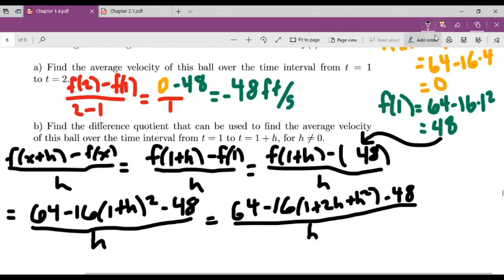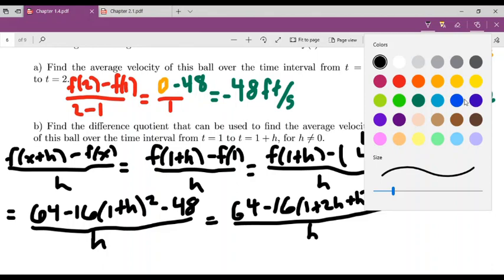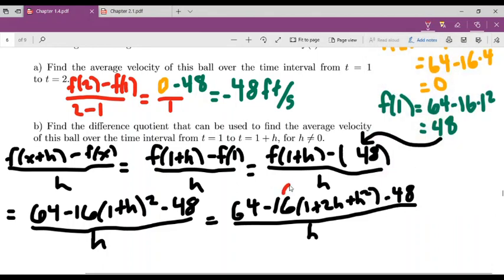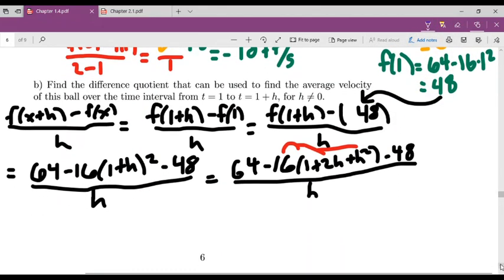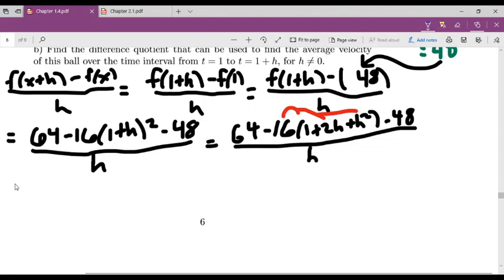Now the next thing you're going to have to do, I'm going to change colors to kind of show this to you. You're going to have to distribute this negative 16 to everything inside this parentheses. Okay. So if we do that, and I scroll down a little bit to give us some space to do that, still going to have this 64 out front. We're going to have a minus 16.